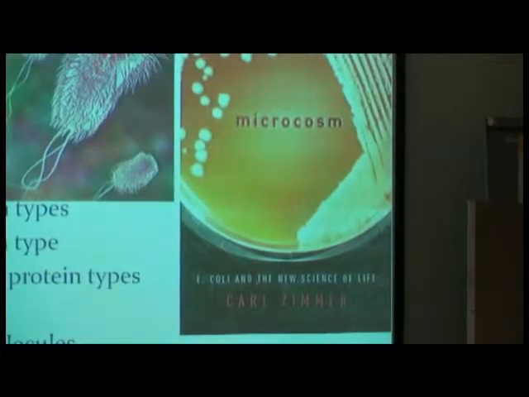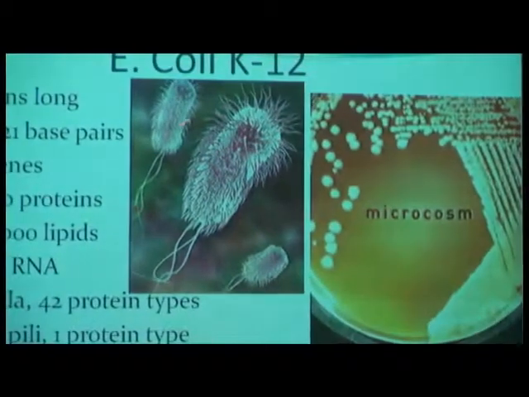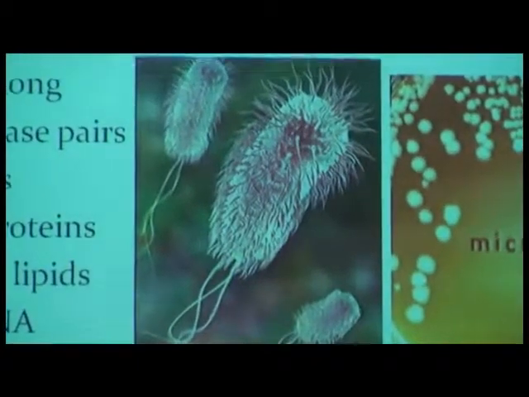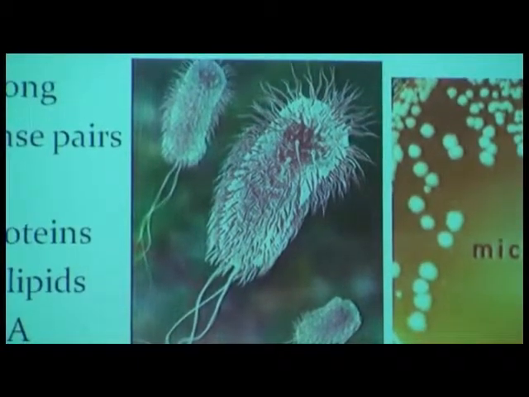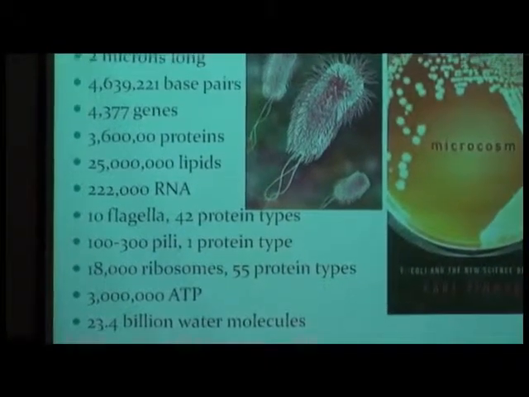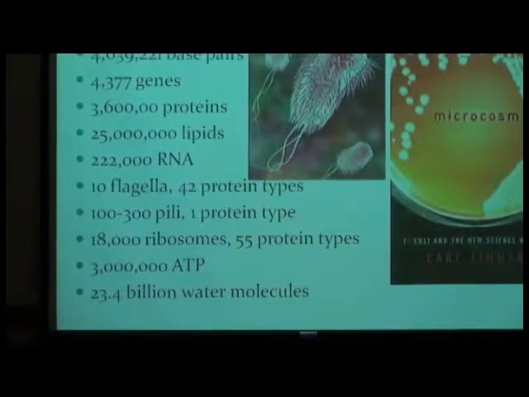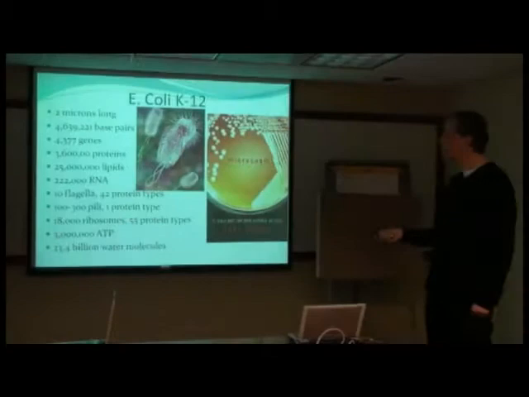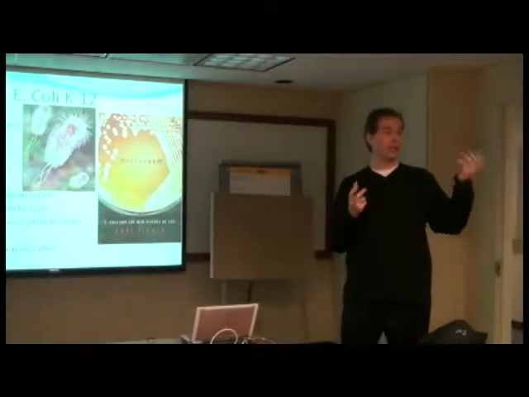There are only 4,300 genes in this little guy, and they're only 2 microns long. There are 3 million proteins, but only of about 4,000 different kinds, and 25 million lipids. They have 10 flagella, these little things that allow them to swim, and about 100 to 300 of these little pili, which help them in their sexual activities. You've got about 18,000 ribosomes built out of 55 protein types, about 3 million ATPs, and about 23 billion water molecules.